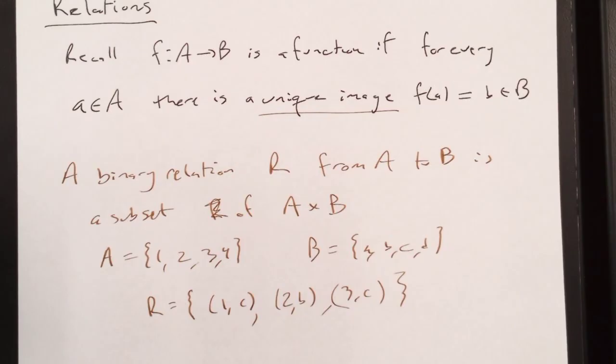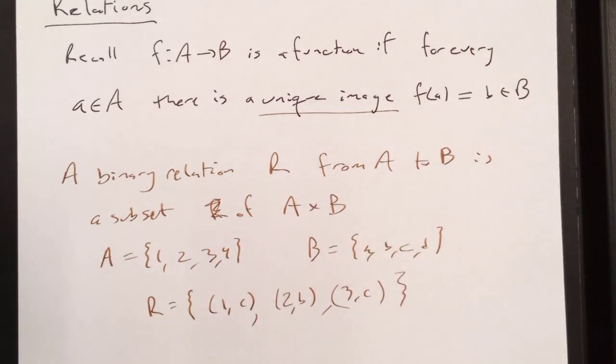There are 16 possible ordered pairs I can make out of A times B, and that means technically there are 2 to the 16th possible relations here, because each ordered pair could be in the relation or not. 2 to the 16th is not a small number. So, out of the 65,536 available to me, I picked this one.